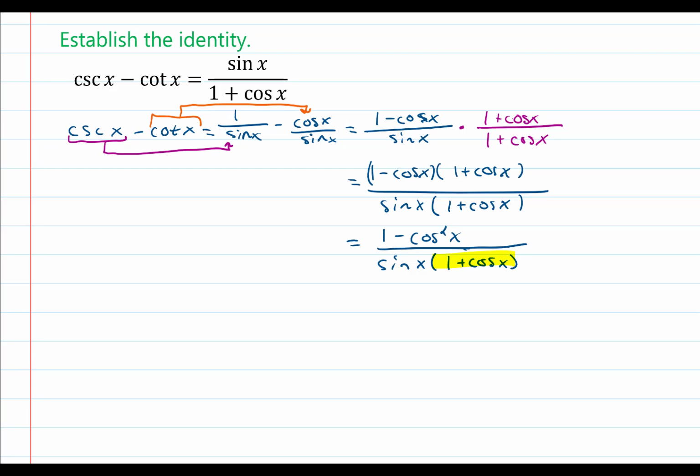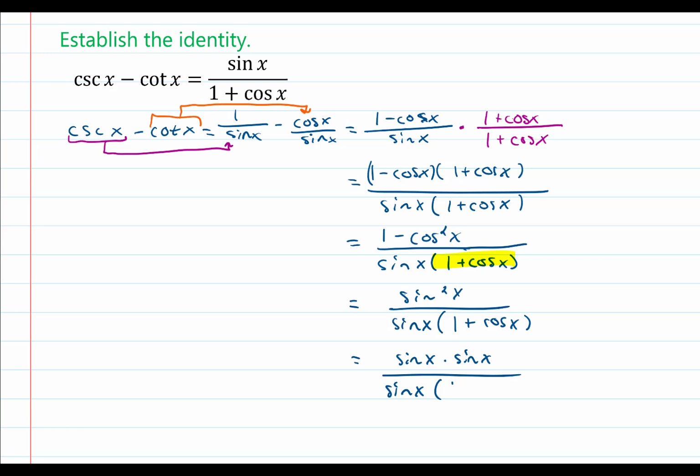So what I will do next is replace 1 minus cosine squared of angle x with sine squared of angle x, and I can do that based on the Pythagorean identity. This is over sine of angle x times 1 plus cosine of angle x. Now I have factors of sine of angle x in my numerator and denominator. Sine squared of angle x really means sine of angle x times sine of angle x, and this is over sine of angle x times 1 plus cosine of angle x.